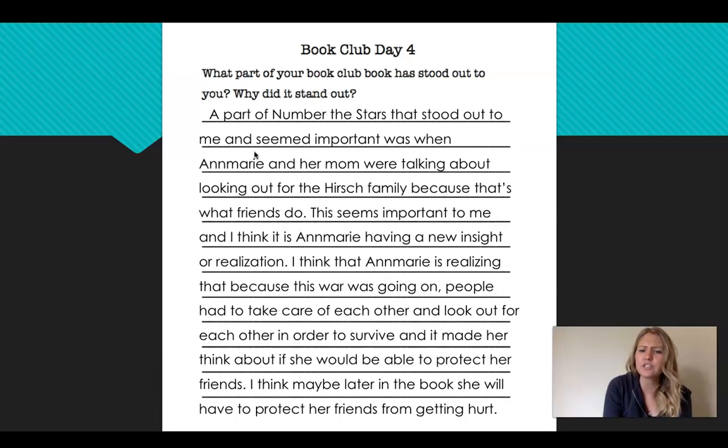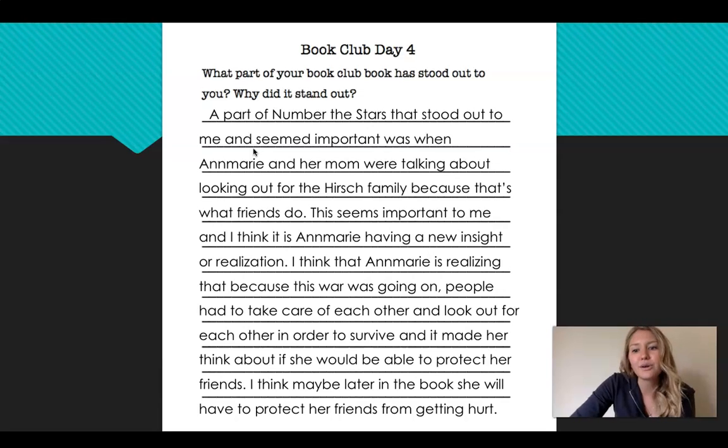And it made her think about if she would be able to protect her friends. I think that maybe later on in the book, she will have to protect her friends from getting hurt. So I think that maybe that's why the author included this moment that really stood out. It's supposed to be this aha moment of, oh yeah, like friends take care of each other, right?